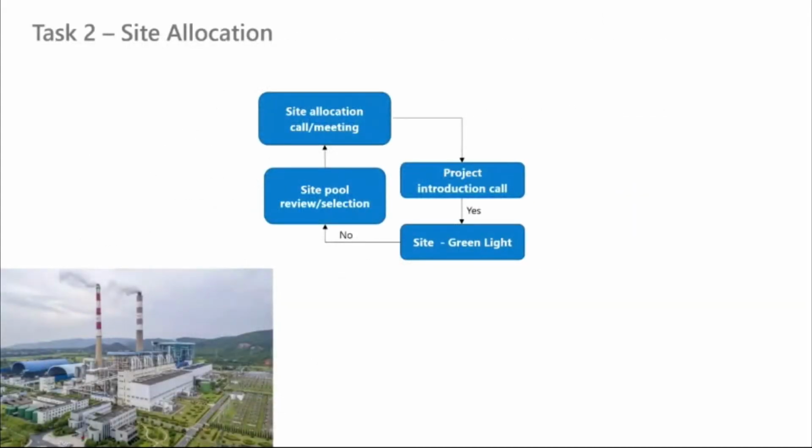Now, talking about site allocation, in the different industries with the different customers that we are working with, we see different types of customers from different industries like automotive, pharmaceuticals, energy, and so on and so forth.